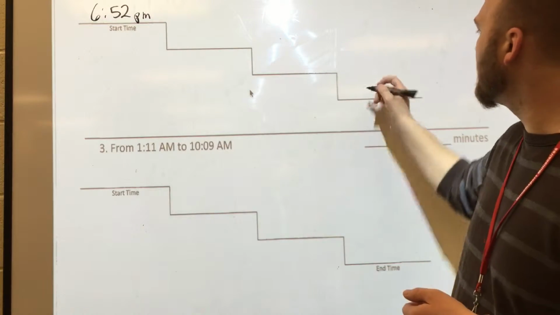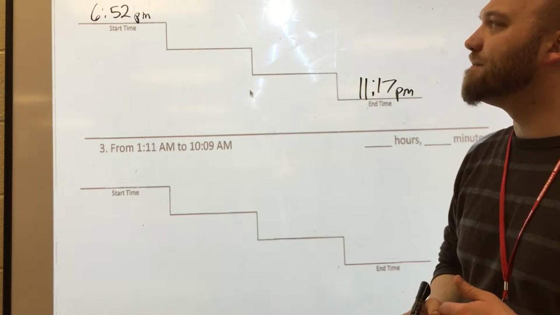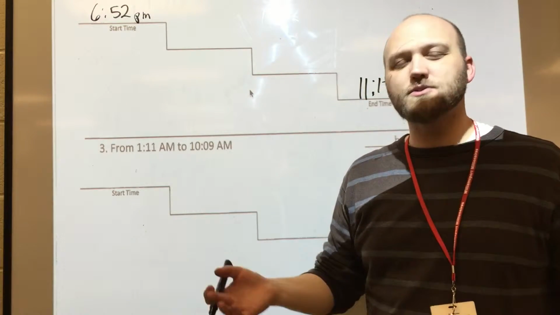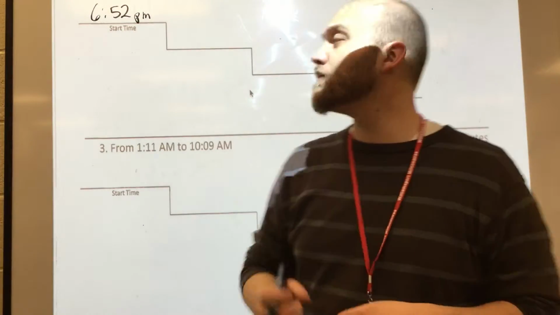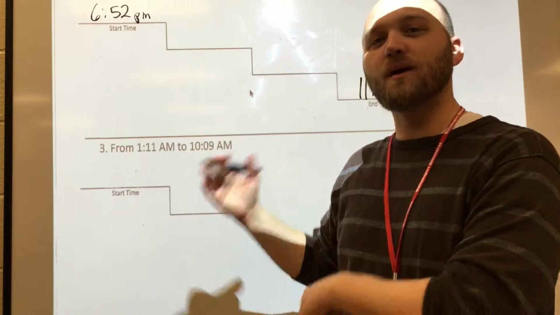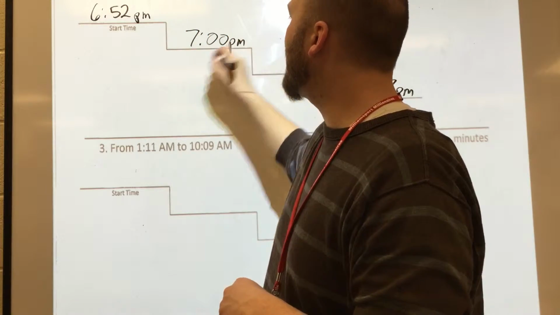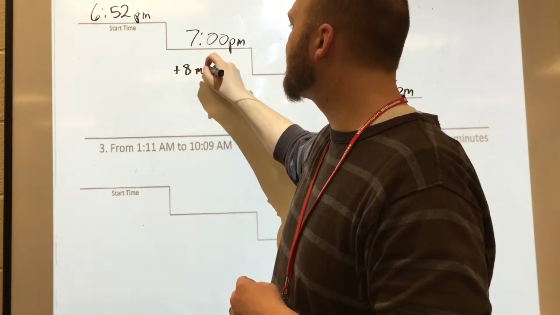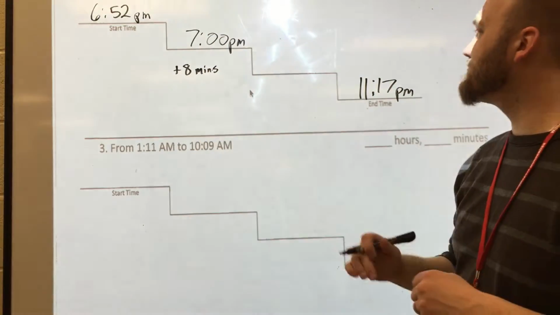6:52 p.m. is my start, and 11:17 p.m. is my end time. Well, in my head, I know that that's going to be somewhere around 4 hours, or a little over 4 hours. So, 6:52 p.m., my next move is I go to the next hour. I round up. My next hour is at 7 p.m. That's going to buy me 8 minutes. Again, I'm labeling 8 minutes from 6:52 to 7 p.m.